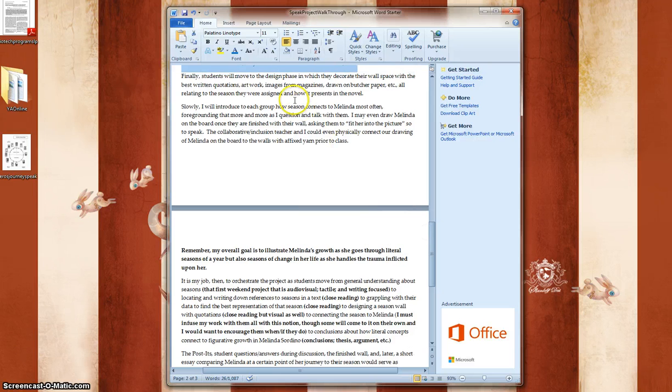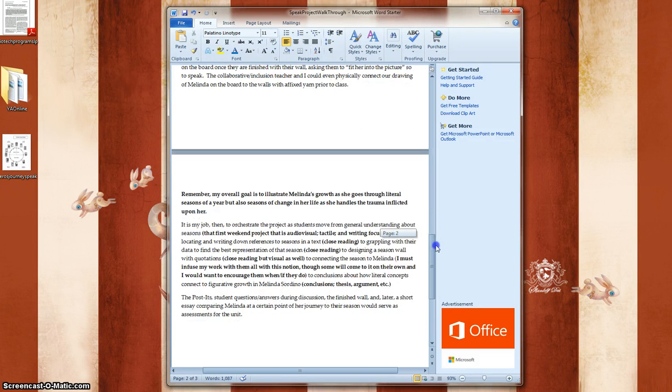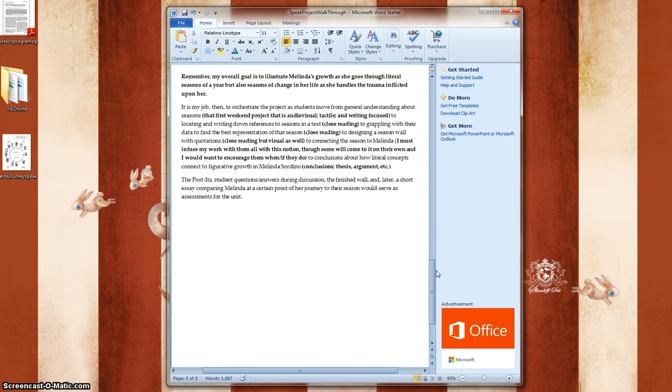Finally, they enter in the design phase in which they decorate their wall space. And then I'm going to skip down here. Slowly, I would introduce to each group how a season connects with Melinda. So going back to my Glogster example, foregrounding that more and more as I question and talk with them. I might even draw Melinda on the board once they are finished with their wall and connect Melinda. Sometimes I could do this very physically with a piece of yarn to the season, provoking them to think even more about how she connects, how her growth connects to the season.